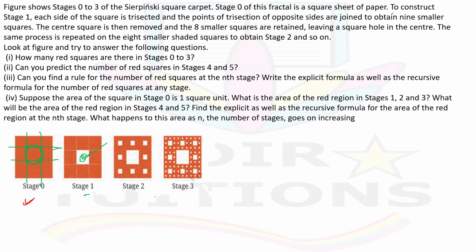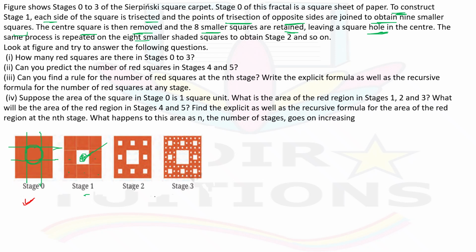So coming back to the question, to construct the stage 1, each side of the square is trisected and the points of intersection of opposite sides are joined to obtain 9 smaller squares. Yes, 9 smaller squares we made, and the center square is then removed and the 8 smaller squares are retained, leaving a square hole in the center. So the center square we removed and the remaining 8 squares were there, and here there is a hole at the center. The same process is repeated on the 8 smaller shaded squares to obtain stage 2 and so on.